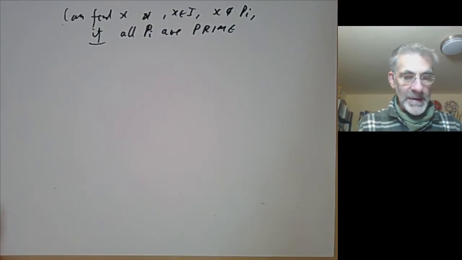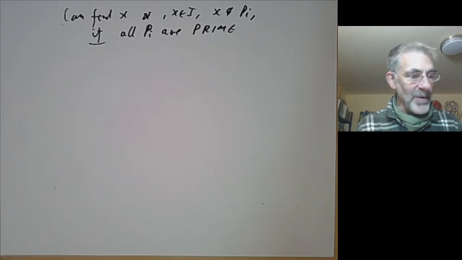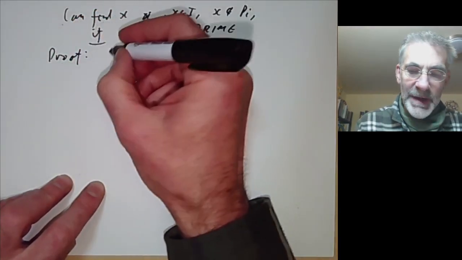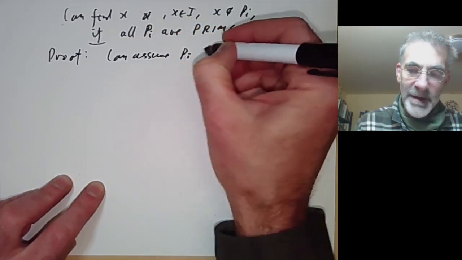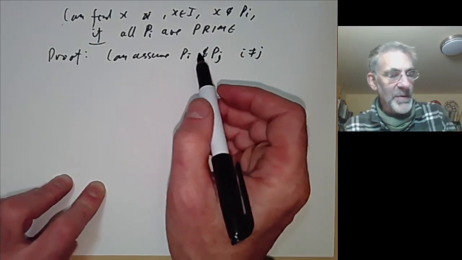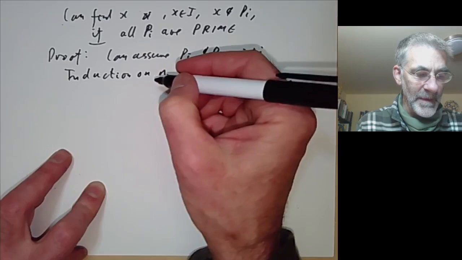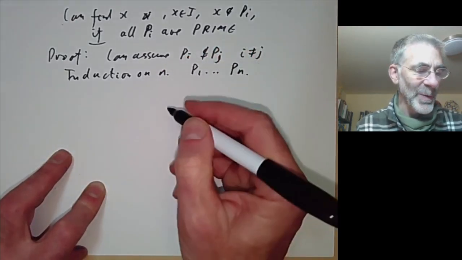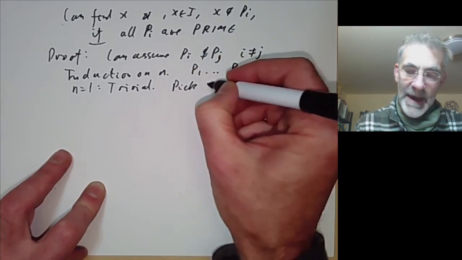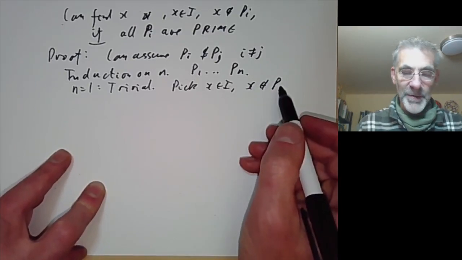Let's show how we can prove this. So here's a proof. We can assume that Pi is not contained in Pj for i not equal to j, because if it was, one of these ideals would just be redundant and we could throw it out. Now we're going to use induction on n, where n is the number of ideals P1 up to Pn we have. So n equals 1 is trivial because we can just pick x in I, x not in P1, because we assumed that I is not contained in P1.